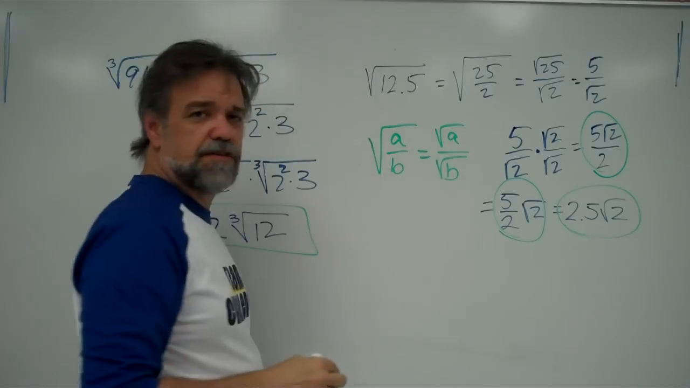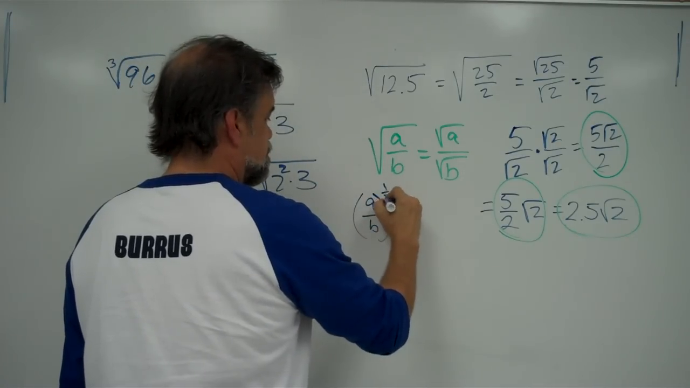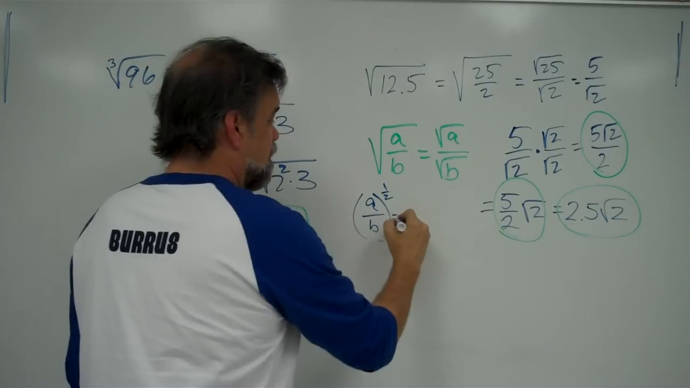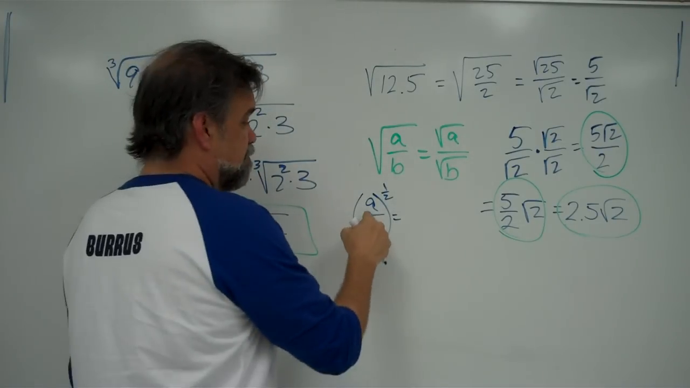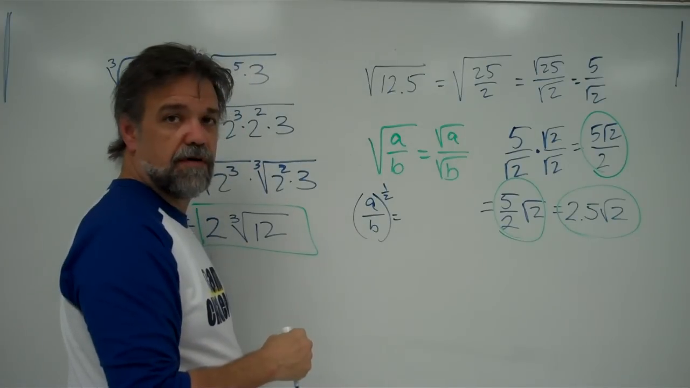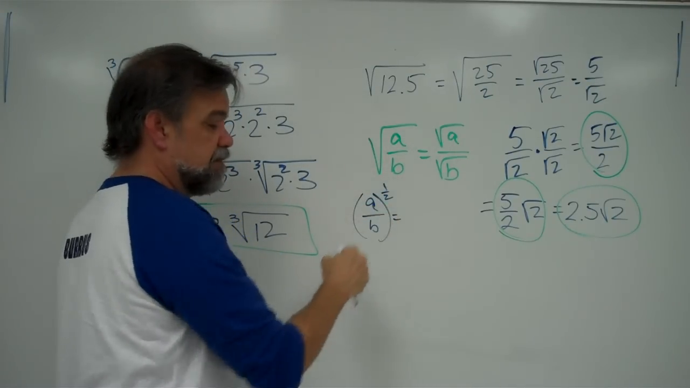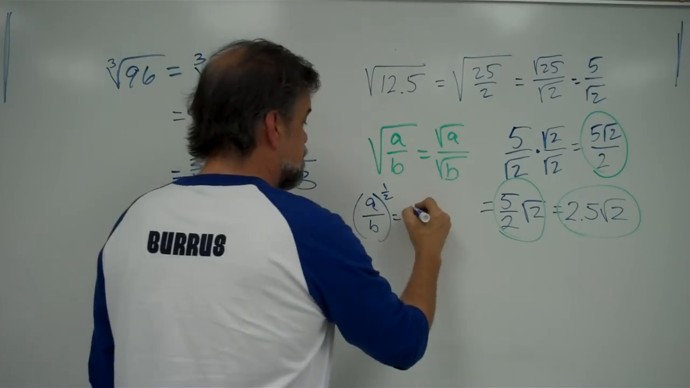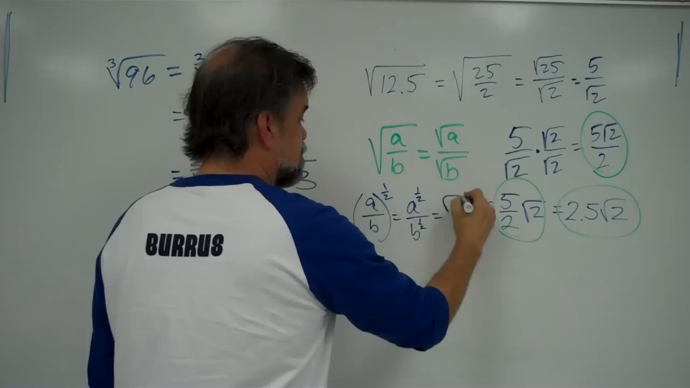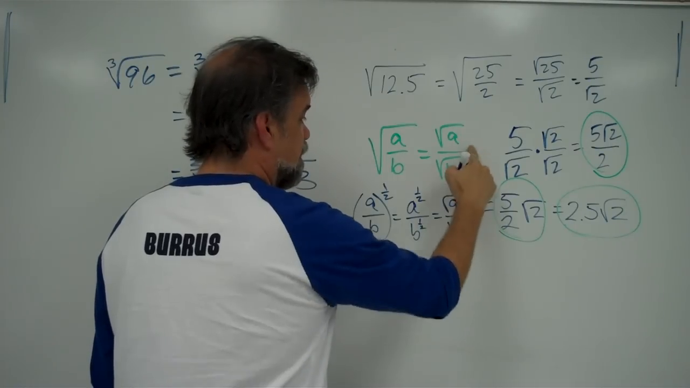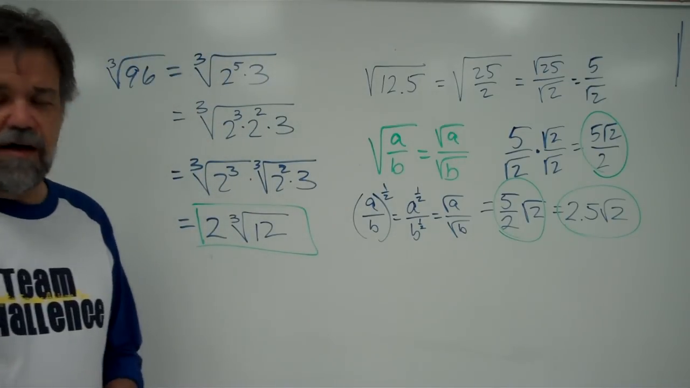Okay, the square root of a over b, that's just a over b to the 1/2 power, right? If you remember from your exponent rules that when you have a quotient to a power, you can distribute the exponent to both the numerator and denominator. So this is going to be a to the 1/2 over b to the 1/2, which is the square root of a over the square root of b, and we just proved it. We're good. All right?